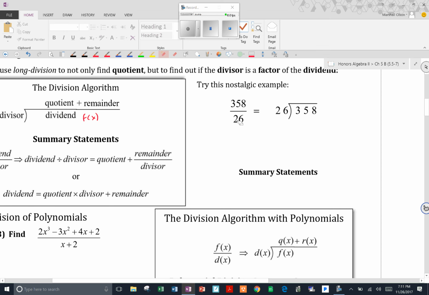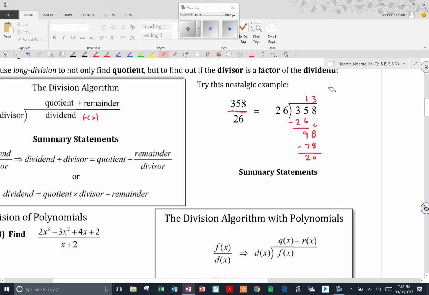358 over 26. This means division, so we do the division here. Obviously 26 doesn't go into 3, so we look at the 35. 26 goes into 35 one time. What we do now is we multiply that 1 to the 26. Then we subtract. 35 minus 26 is 9. And hopefully remember, you drop that 8 down. Now you try to see how many times 26 goes into 98. You're going to have to do a little guessing here. I guess 3. 4 would be too much. 2 is too little. 3 times 26 is 78. So that leaves us with a remainder of 20. We know it's a remainder because we're done right there.